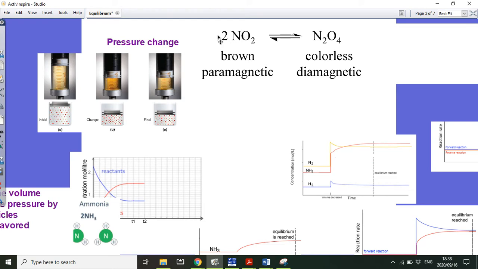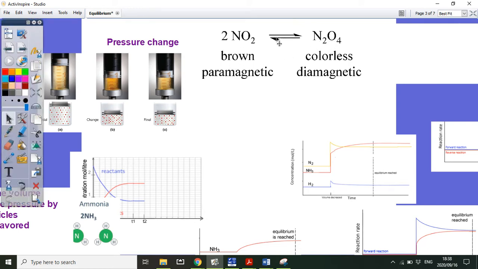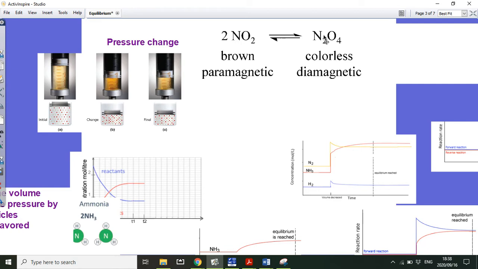So if you look at this, on this side I've got 2 gas particles or 2 moles. On this side I have 1 gas particle or 1 mole of gas particles. So if I favor the forward reaction, 2 moles are changing into 1 mole. So I am decreasing my number of particles. And you can see after a while, the gas will go more colorless. The brown color will start to disappear because I've actually favored the forward reaction.